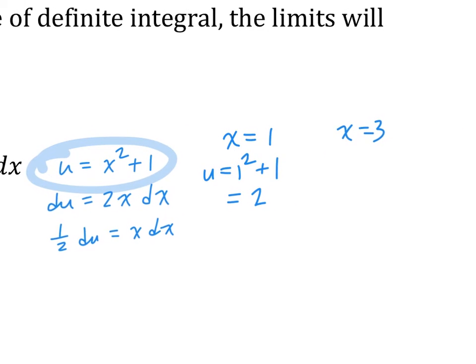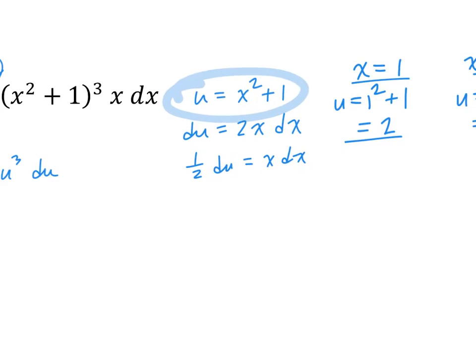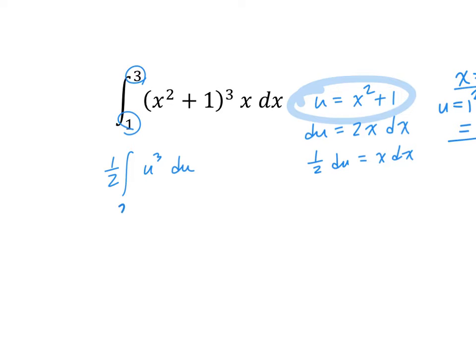Okay, so in the x world, when x is 1, in the u world, it's 2. In the x world, when x is 3, u is equal to x squared plus 1, so that is 10. Okay, so now we're going to change the limit from 2 to 10.